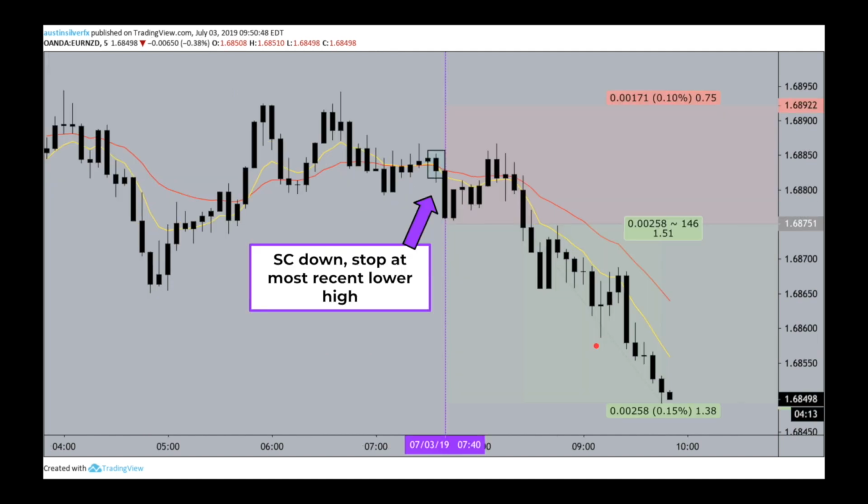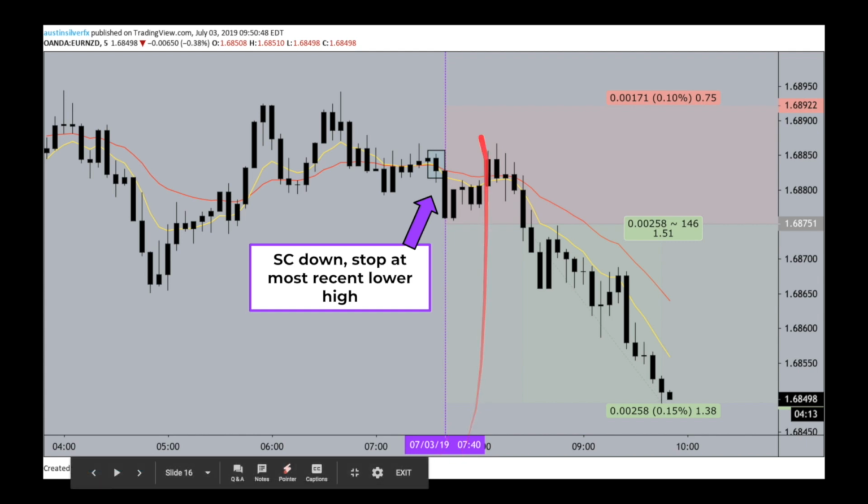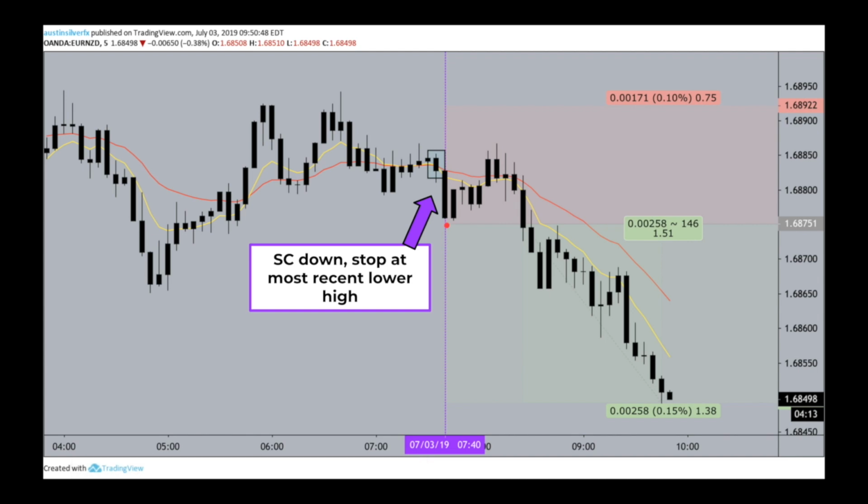Here on the 5-minute at 7:40 in the morning, you get a really nice shift candle down, and I actually measured this a little bit lower if you would have waited for this strong bar. Let's say you didn't like that shift candle because it was a little small, a little weak, whatever it is. You wait. You can always wait, and you can still make money.